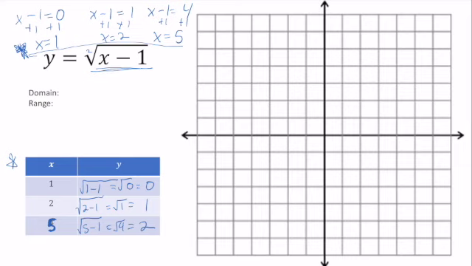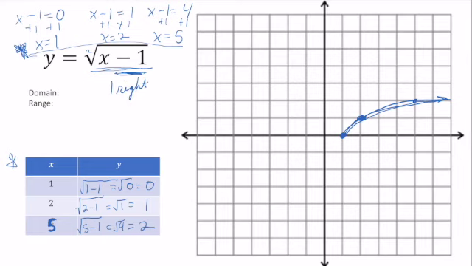I'm going to have when x is 1, y is 0. When x is 2, y is 1. And when x is 5, y is 2. So here's our radical. It's our radical shifted 1 to the right. Okay, so even though we were subtracting 1, it went 1 in the positive direction, so 1 to the right.